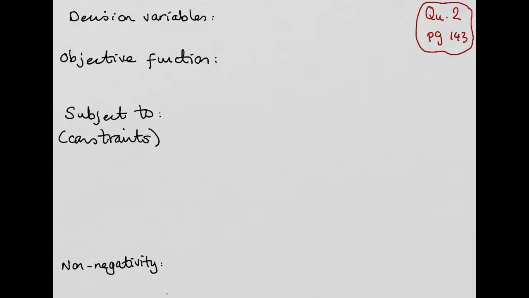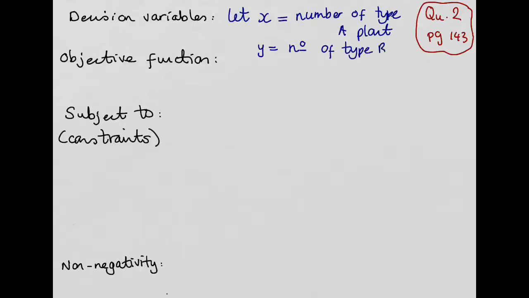So x is going to be, let x equal the number of type A plant. It's very important that we put number of type A plant. It is not type A plant, it's the number of. And y is the number of type B plant. Lovely. So they're my decision variables. And that is what's going to make up my formulation.